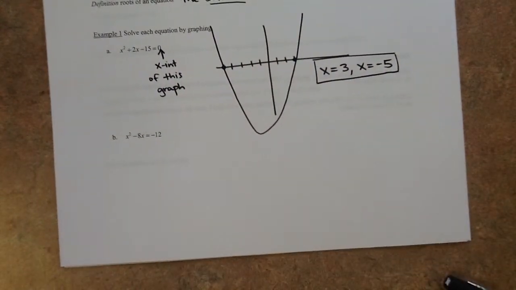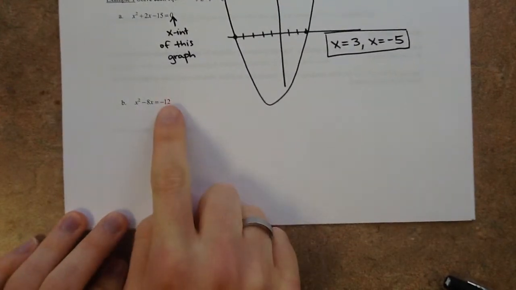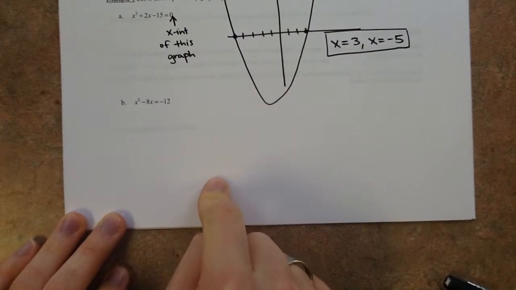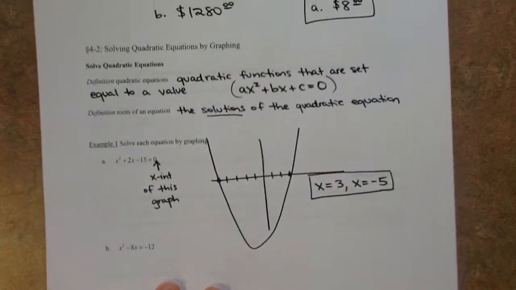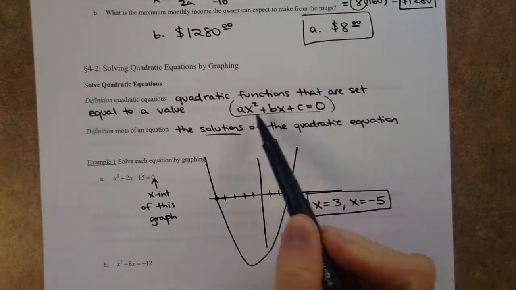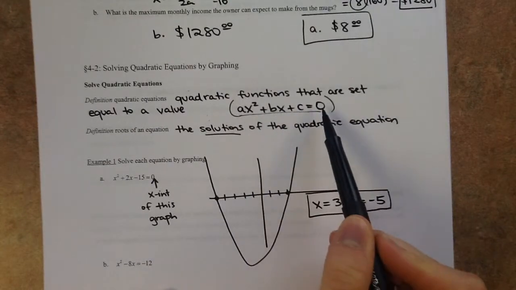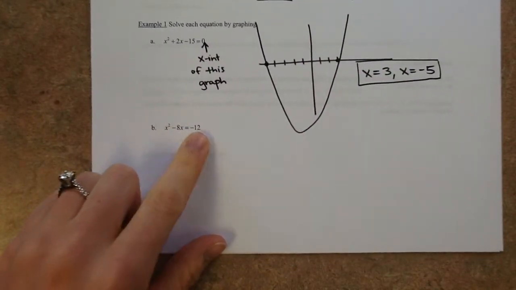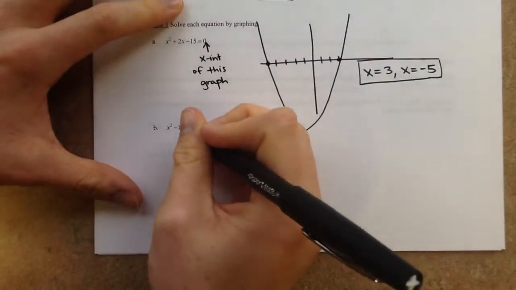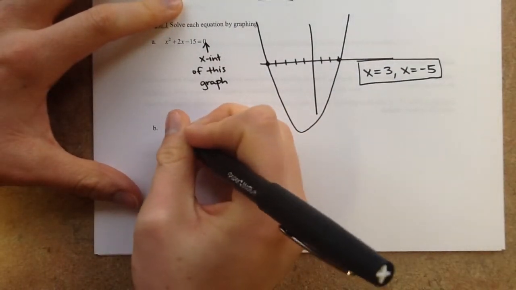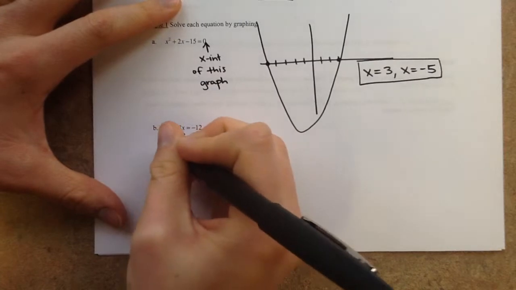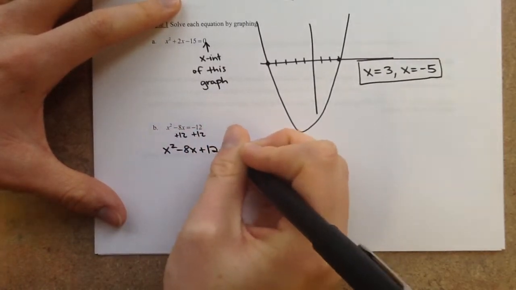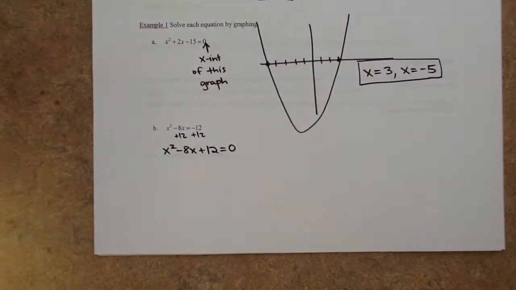Okay, let's look at another one. This is slightly different. Here we have a -12 on the right-hand side. In order to solve by graphing, we need to get our equation in standard form. This is standard form. Everything is on the left, and there's just a 0 on the right. So again, everything needs to be on the left. This needs to be just a 0. So what I'm going to start off by doing is adding 12 to both sides. Okay, so I have x squared minus 8x plus 12 equals 0. So that's how I know I'm in standard form.